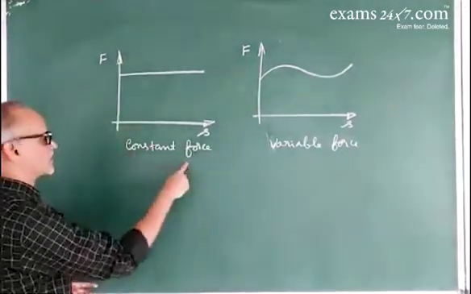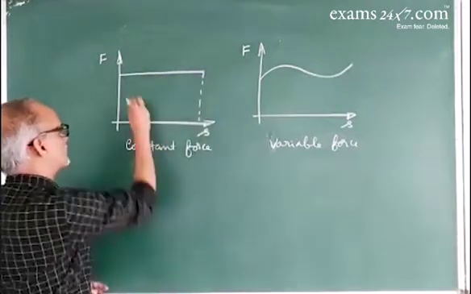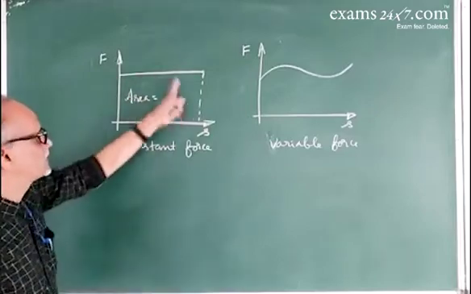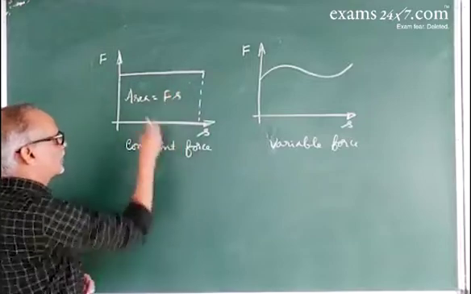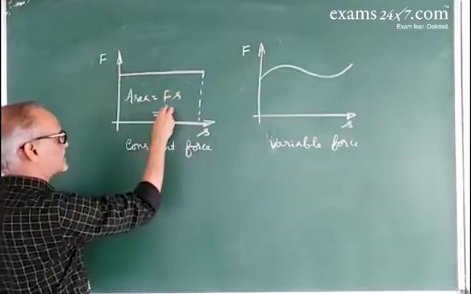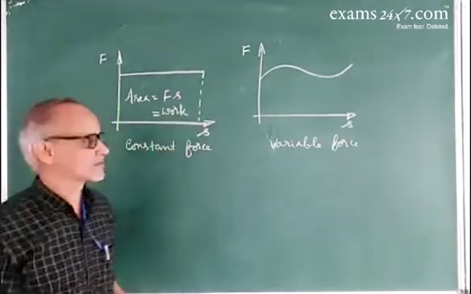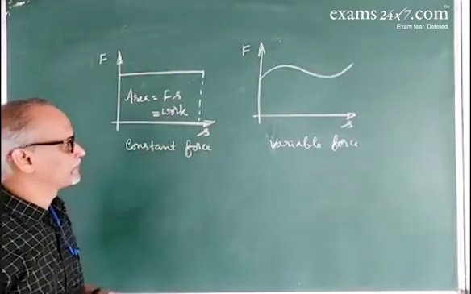Now when the force is constant, in this graph I'm going to find the area below the graph. In this case, the area is the area of the rectangle, which is length into breadth, which is F into S. So area below the F-S graph always gives the work done by the force. Area below the F-S graph measures the work done.